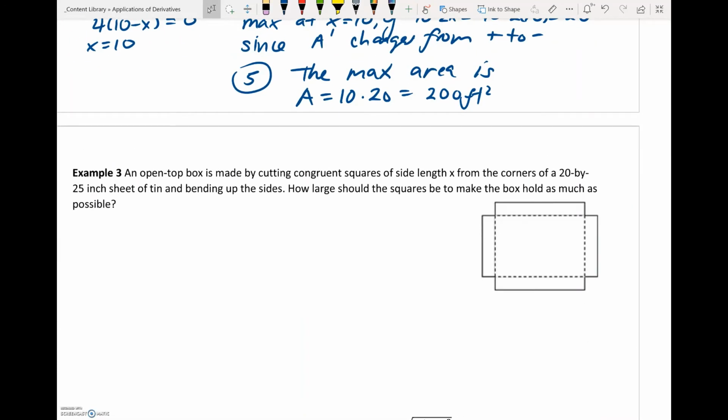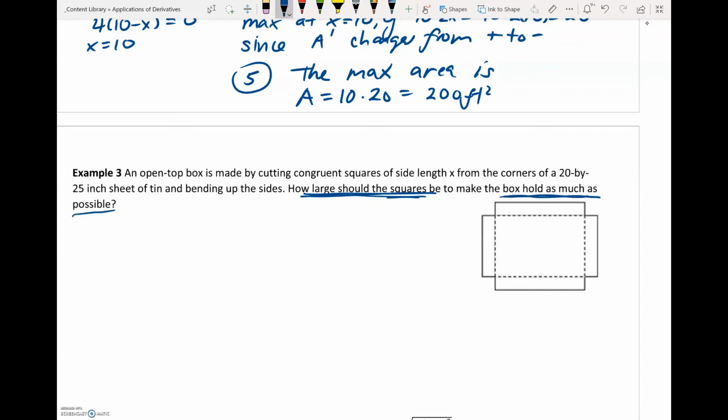Let's try another example. We have an open top box, and it's made by cutting congruent squares of side length x from the corners of a 20 by 25 inch sheet of tin and bending up the sides. How large should the squares be to make the box hold as much as possible? So we are trying to optimize the size of those squares so that the box can hold as much as possible.